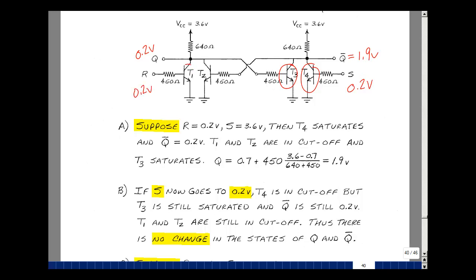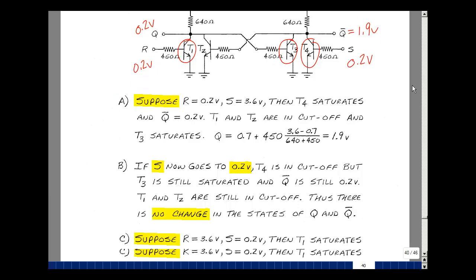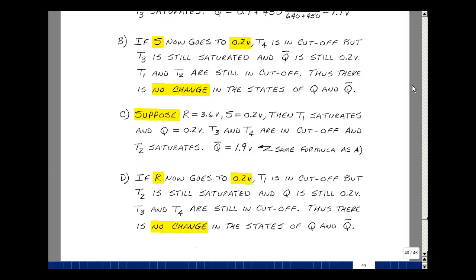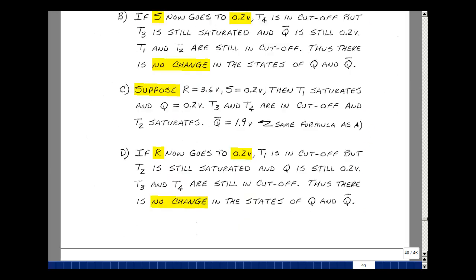Well, now we're going to cut off this transistor, but I still have this path for current. So the voltage here is still going to be 1.9 volts. If we go from reset logical 1, set to logical 0, and then go back to reset at logical 0, there's no change in the output, and that's shown below. Our first case and then our second case.